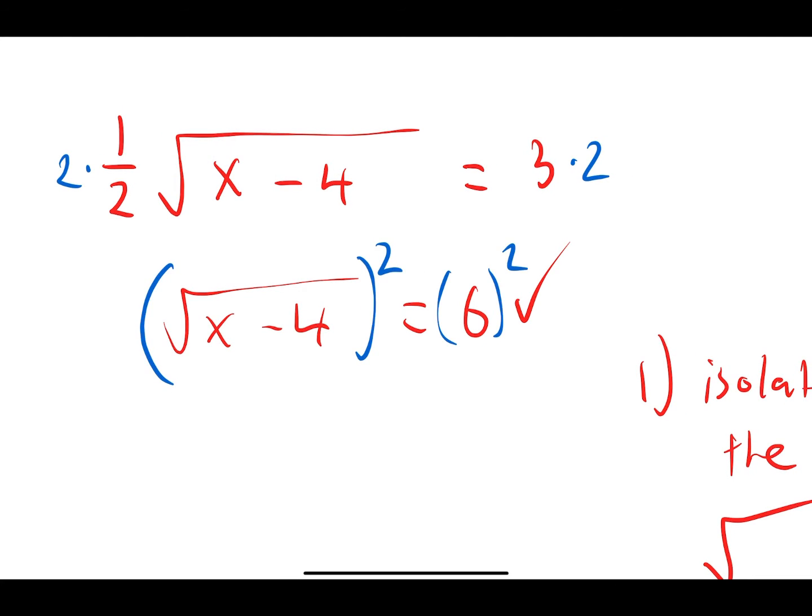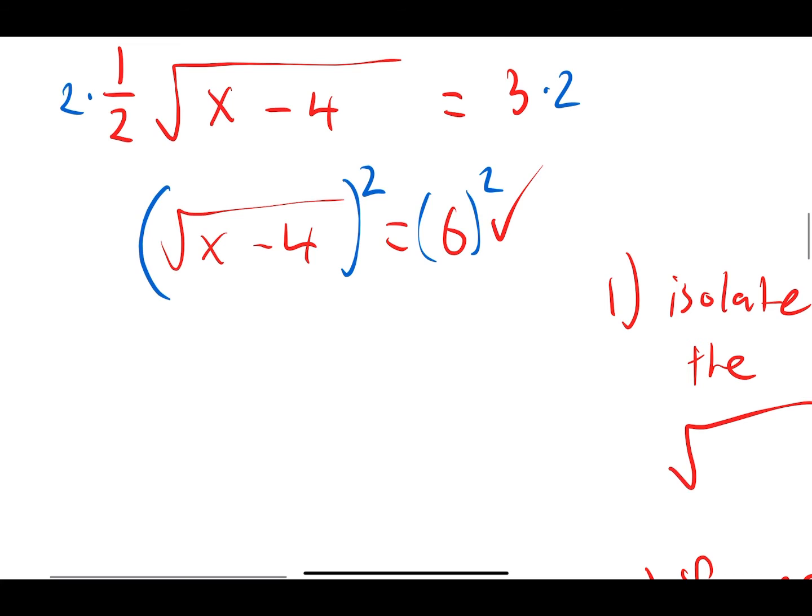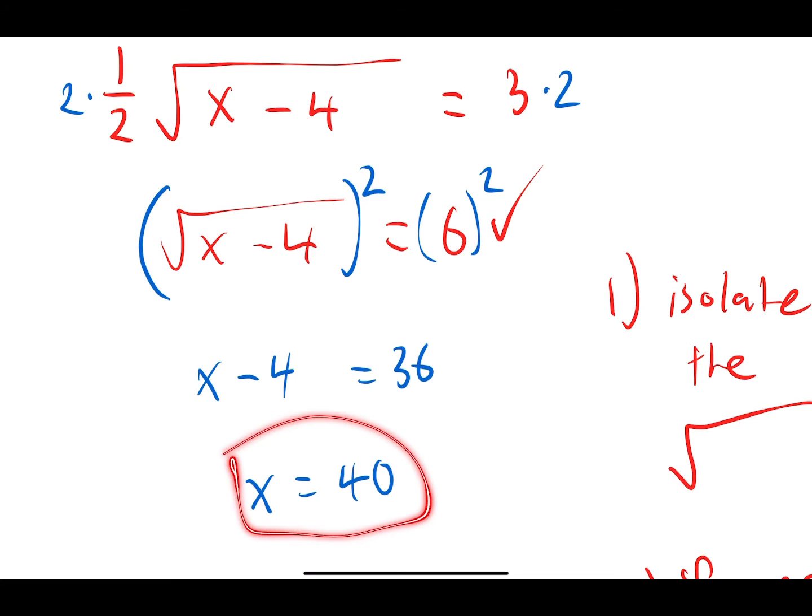Square the entire other side of the equation. In this particular case, it's just 6. Undo the square root. With the square, we're left with x minus 4 equals 36. x equals 40. We must check this solution because the square root can break.